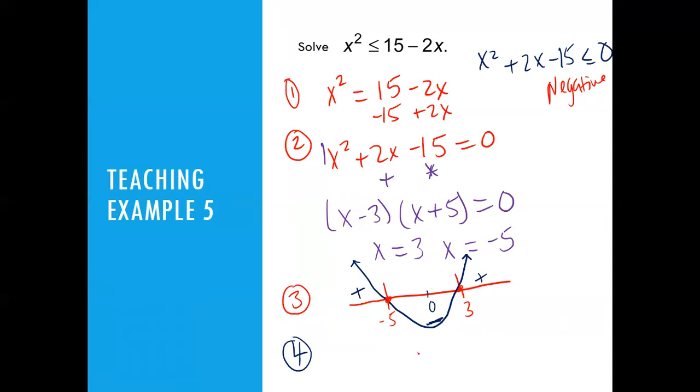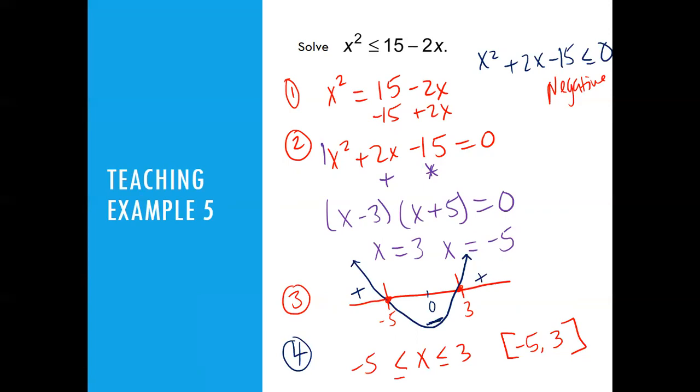So my answer would be when x is between negative 5 and 3, or I can write it as an interval, negative 5 to 3. And why am I using brackets? Can someone tell me why I'm using brackets? Because it is included. It is included because of that whole equal to, right? It's less than or equal to. So we use brackets instead of parentheses. And that's how you solve it algebraically.